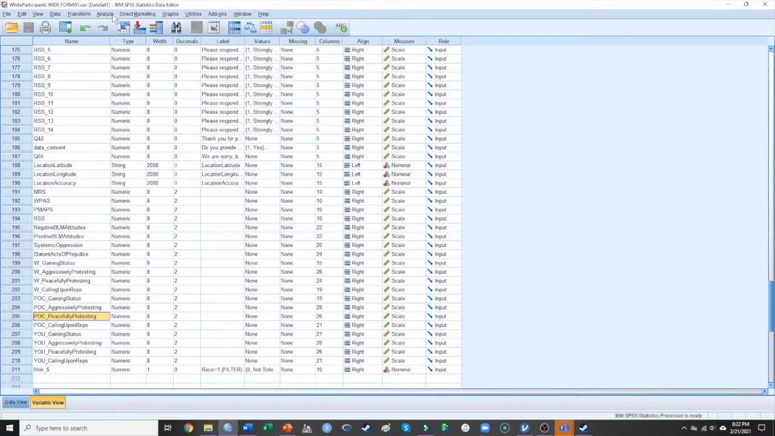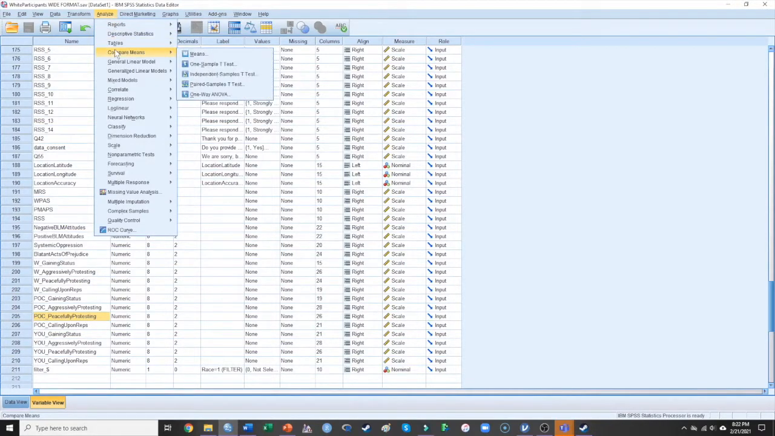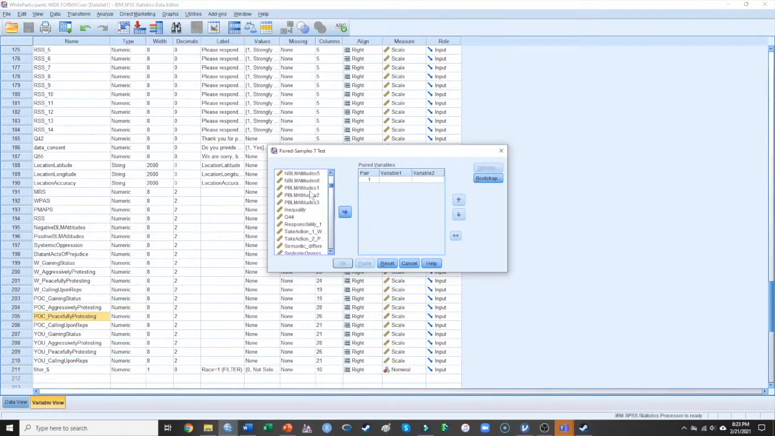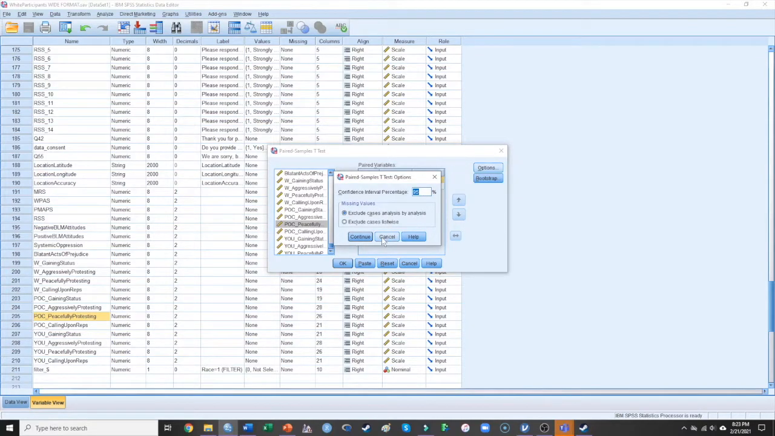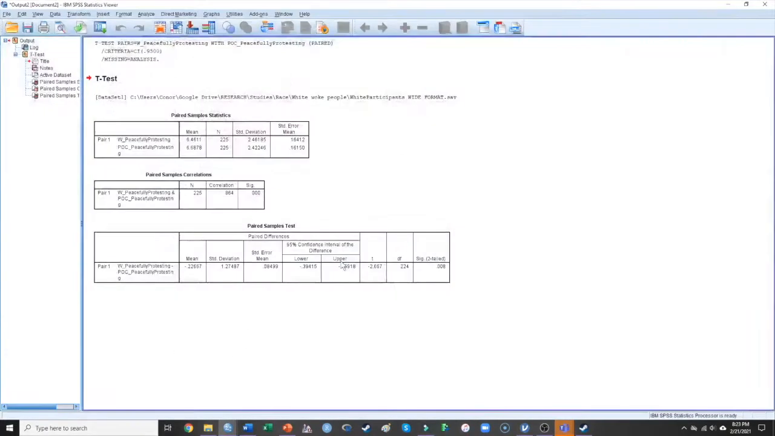To do this, I'm going to go to Analyze, and I'm going to click Compare Means. And here I'm going to run a paired samples t-test. Now, I call it a repeated measures t-test. Paired samples, it's the same thing. So we're going to click on that, and scroll down to the bottom where those variables were. Again, I'm examining their perceptions of white people peacefully protesting versus people of color peacefully protesting. I could click my options here. We're not going to worry too much about anything there. Now we can go ahead and click OK and run the analysis.